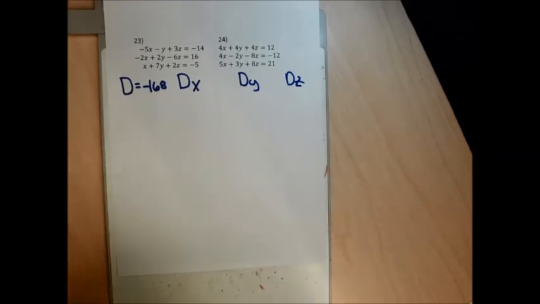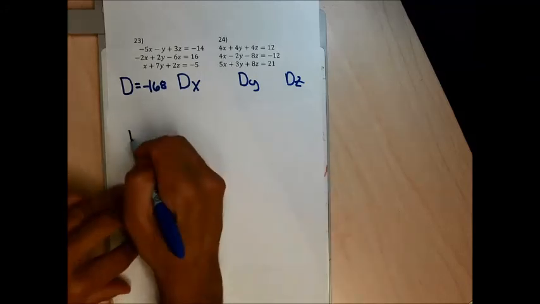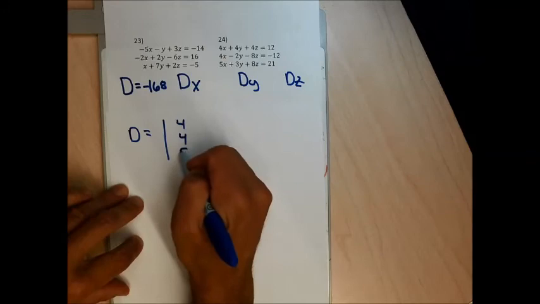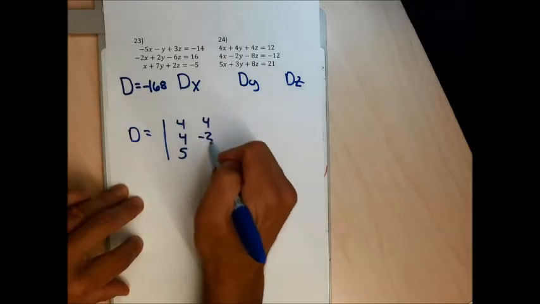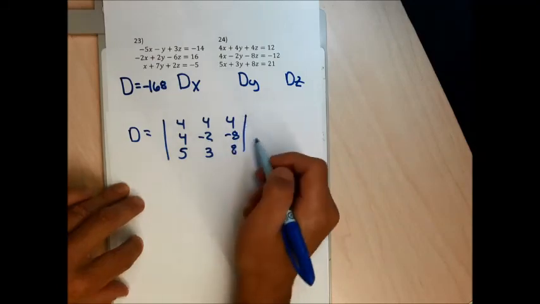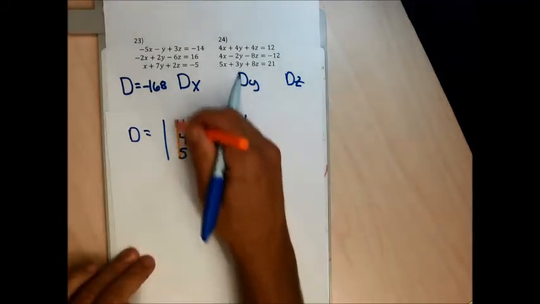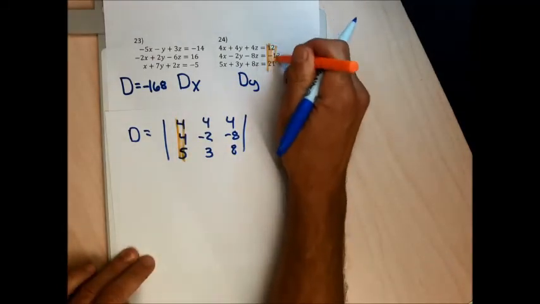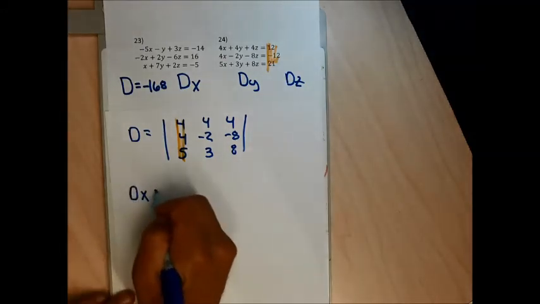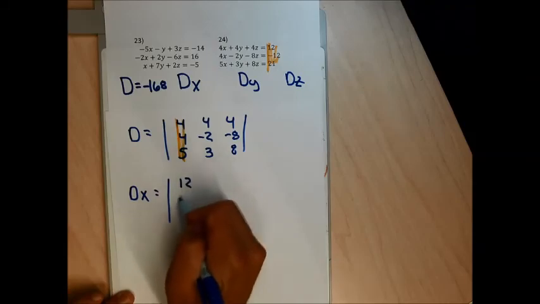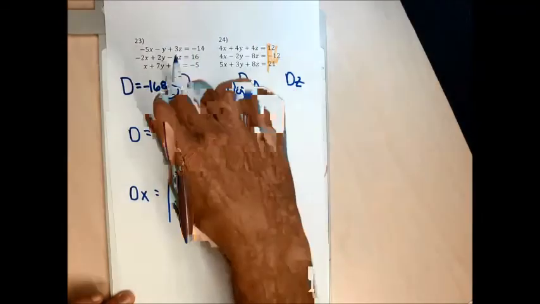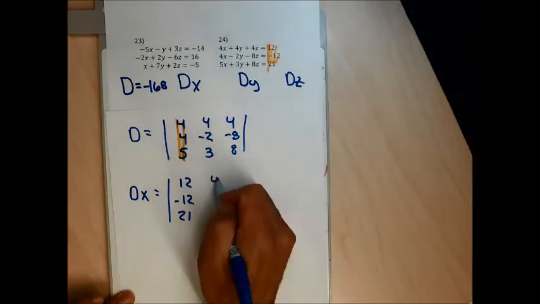And I'm going to do D sub X. Well, to do D sub X, I have to have the D matrix staring at me, which is 4, 4, 5, 4, negative 2, 3, 4, negative 8, 8. And I'm going to change the numbers in the x column to the numbers in the equal column. So D sub x is going to be 12, negative 12, 21. That's just taking that and changing it and leaving the next two columns.